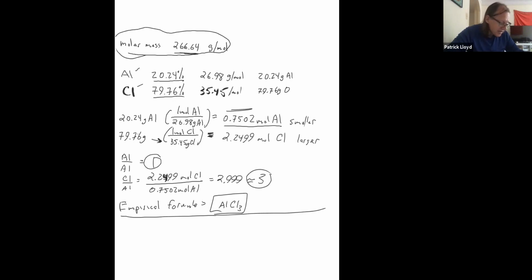So, okay, let's find the molecular formula. Here's the molar mass. So here's what you do. We know the empirical formula is AlCl3. So what I'm going to do is ask, what would be the molar mass of that particular compound? That's easy. You just add the atomic masses. You just add the molar masses of each element.